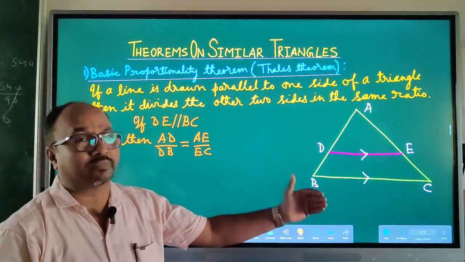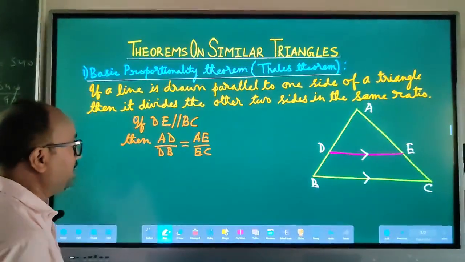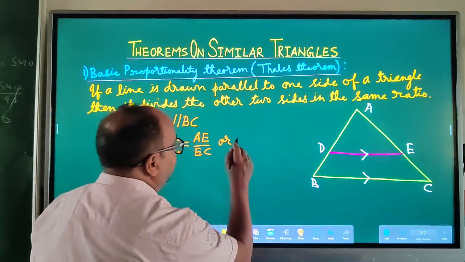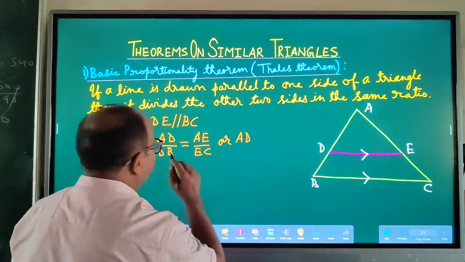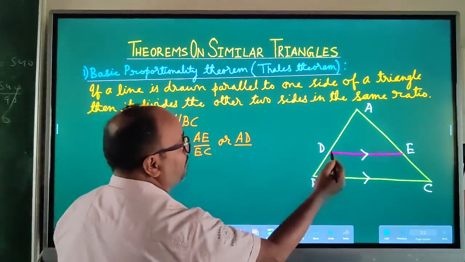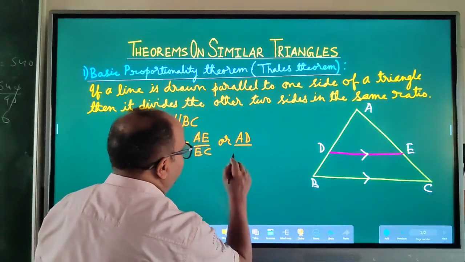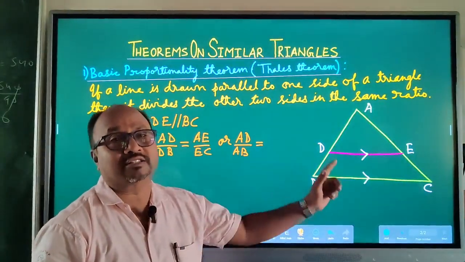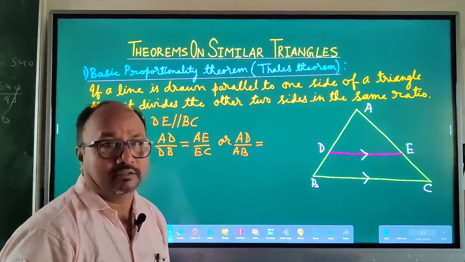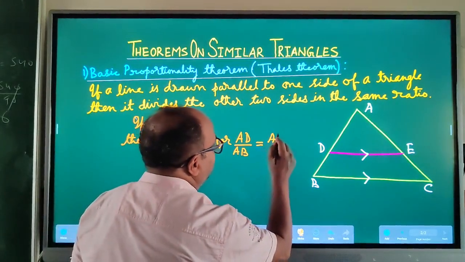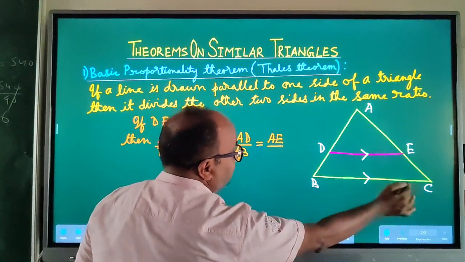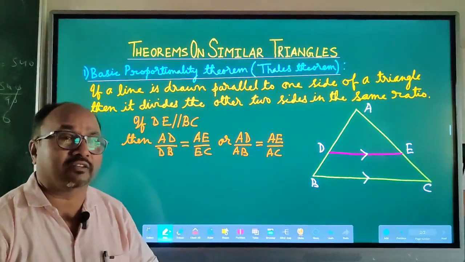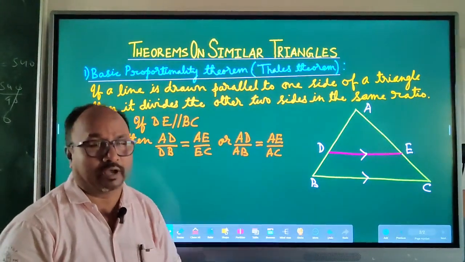There are various ways by which we can write the ratio. Like I can take another case here. I will write here AD, same as this one, but in the denominator part, the ratio I will take the entire length AB. So I need to write the other side also in the same pattern. So it will be AE and then the entire side here becomes AC. So this is another way of representing this Thales' theorem.